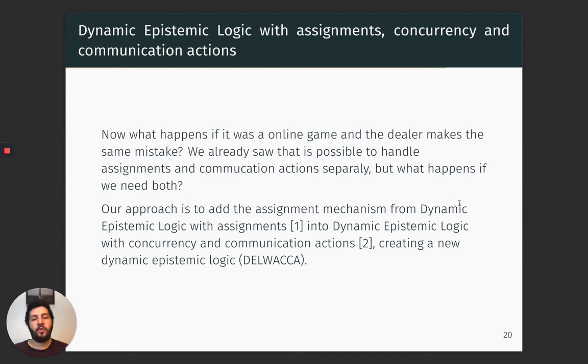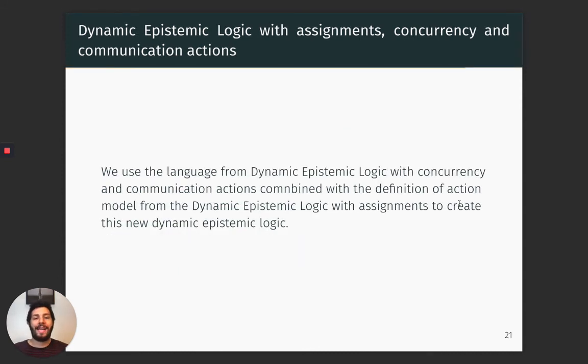So our approach is to add the assignment mechanisms from dynamic epistemic logic with assignments into the dynamic epistemic logic with concurrence and communication actions, creating a new dynamic epistemic logic. That's possible because both of these logics use action models and change action models in different points. So they are compatible. They are complementary logics. So we take the language from the dynamic epistemic logic with concurrence and communication, where they define the new communication actions, and combine this with the new definition of action model from dynamic epistemic logic with assignments, where they add this post condition function.